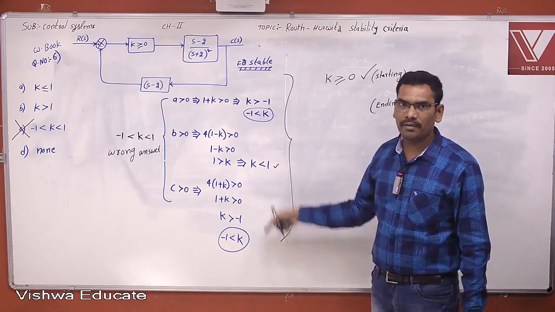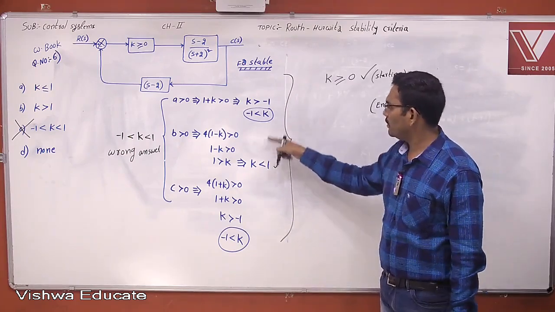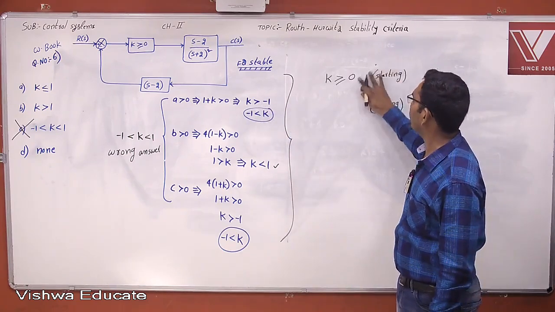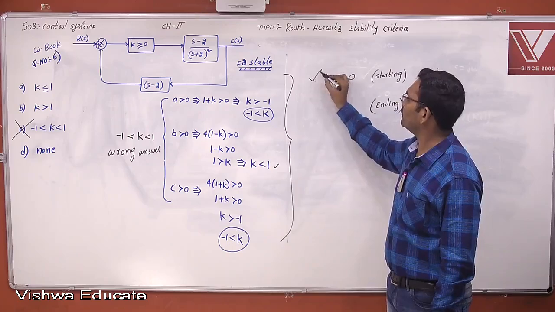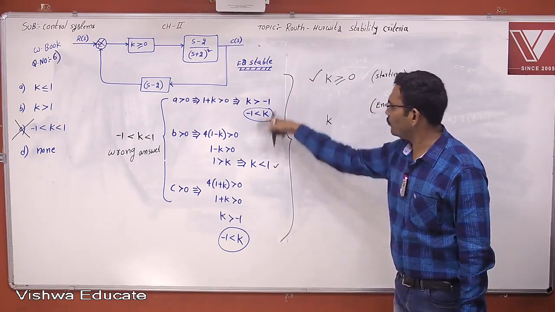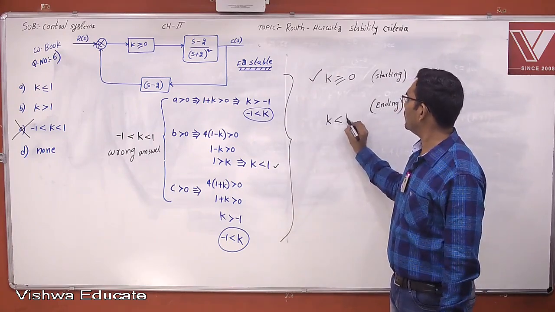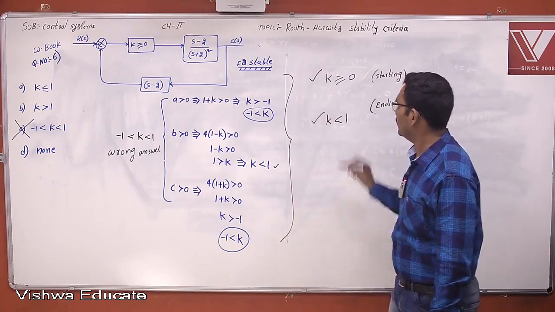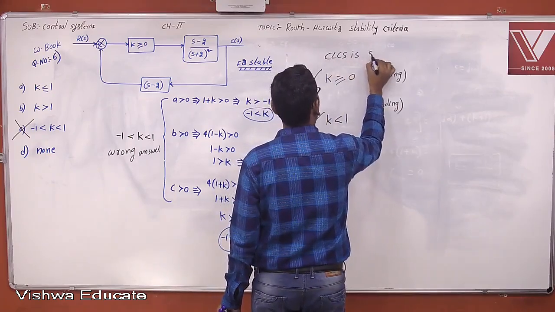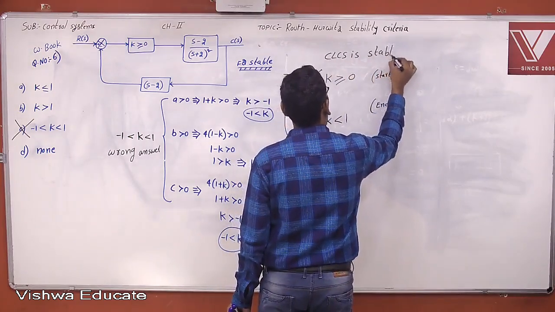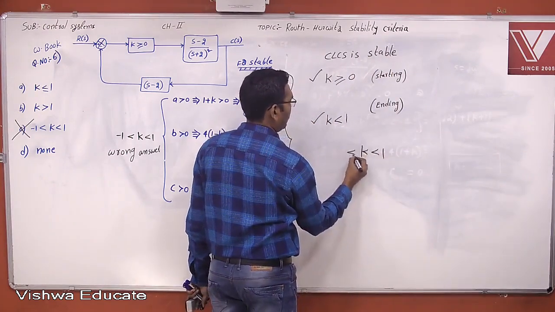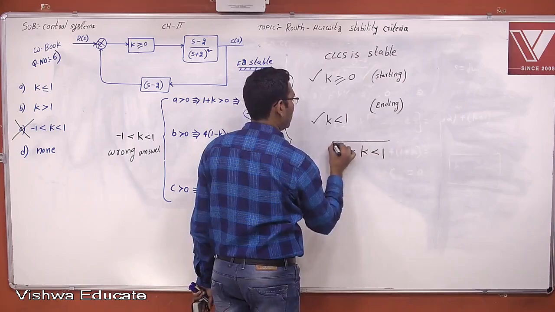The ending is from all these things. Now you don't take k greater than minus 1, because k is already given as greater than or equal to 0. This is the starting one, which is already given, and the ending value from here is k less than 1. Then this is correct. Now what is the range? Now the closed loop control system is stable. The range is k less than 1 and greater than or equal to 0. This is the correct answer.